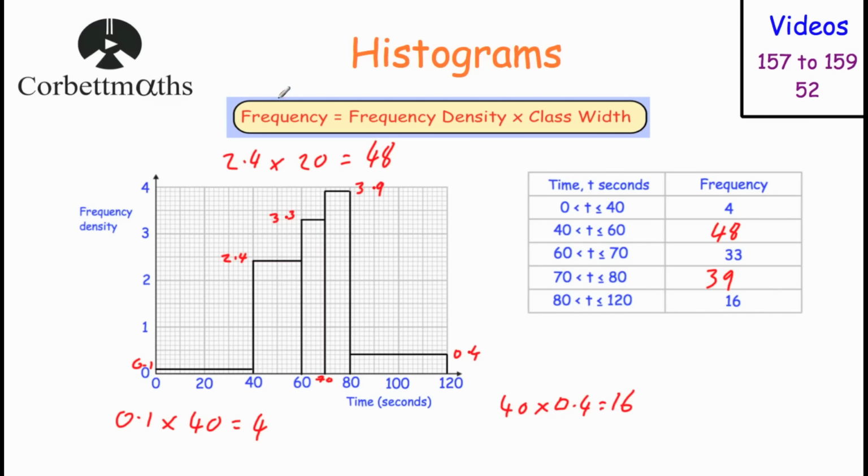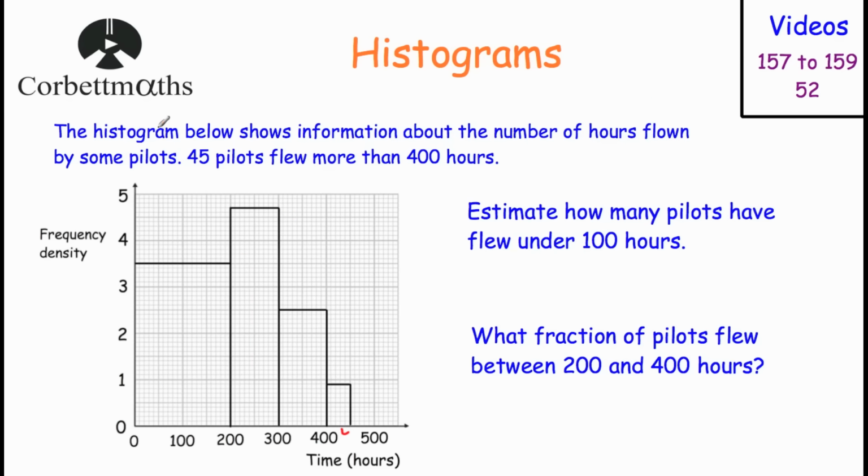So to draw a histogram, we use the formula frequency density is frequency divided by class width. If you've been given a histogram and you want to find the frequencies, we would do frequency density times class width. Okay, let's have a look at a typical histograms question now.